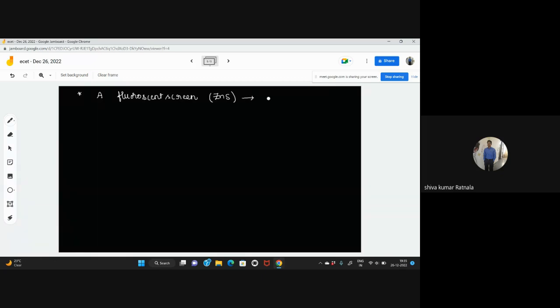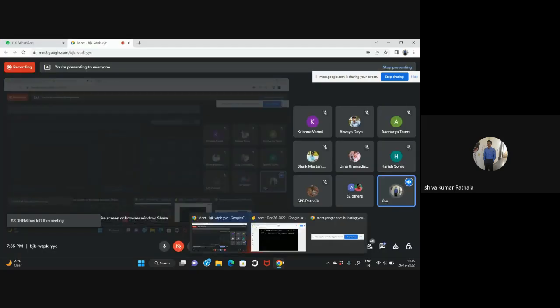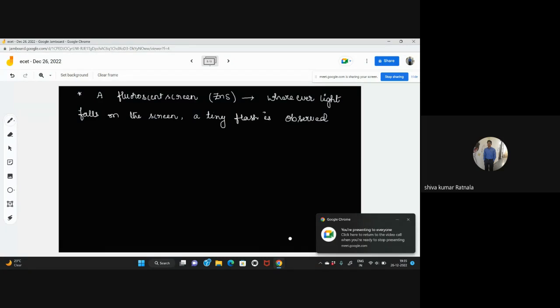Okay, how will it be used? Wherever light falls on the screen, a tiny flash is observed. అంటే ఎప్పుడైతే లైట్ ఫాల్ అవుతుందో దాని మీద ఒక టైనీ ఫ్లాష్ అనేది ఫామ్ అవుతుంది అనమాట. Now let us see what happens in this first.